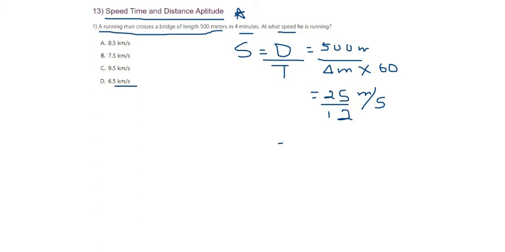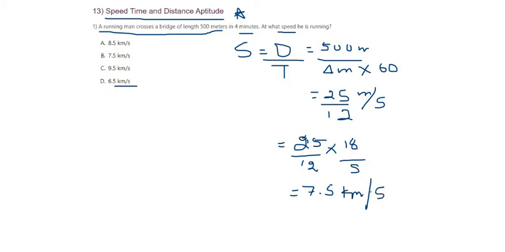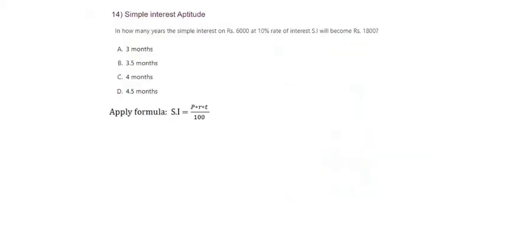To convert meter per second to kilometer per hour, it is 18 by 5. In simpler terms, it is 25 by 12 into 18 by 5, which will result in 7.5 kilometer per hour. It's not seconds, it is hour. Remember, to convert to kilometer per hour it is 18 by 5, and here we're converting minutes to seconds, so you're multiplying. So let's go to the next question now.